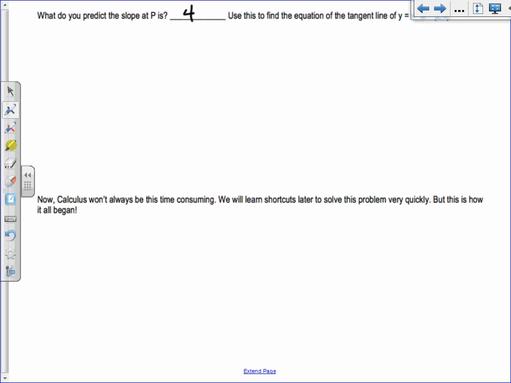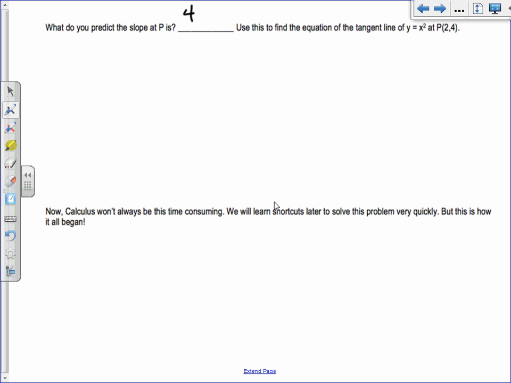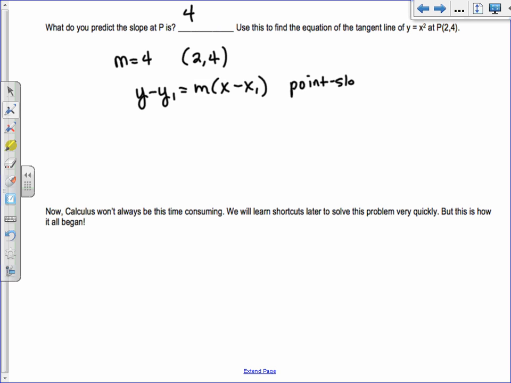It says, use this to find the equation of the tangent line of y equals x squared at the point 2, 4. So my slope is 4, and my point is 2, 4. For the equation of my tangent line, I'm going to use point slope form. Do you guys remember this form from Algebra 2? Now this is really important in AP Calc, because if you just write it in this form, that's your answer.